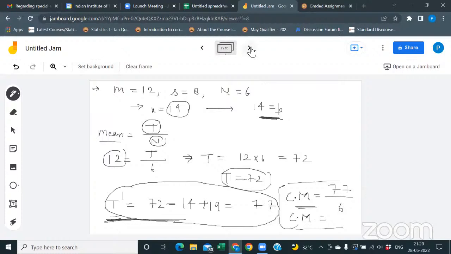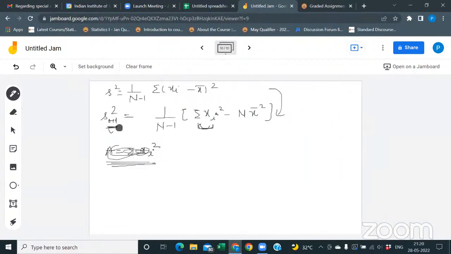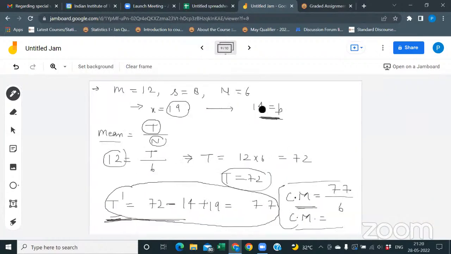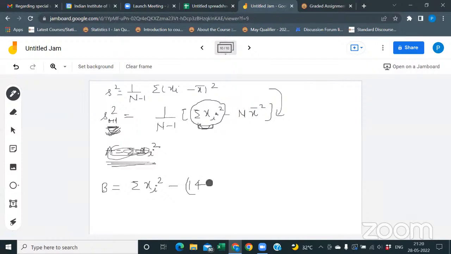Yes, sir. For calculating the sample variance, you must know the corrected sum of squares of the observations. Let it be B. So you have to calculate summation xi square minus the wrongly noted data, which was 14, that means 14 square, plus 19 square. This will be your new sum of squares of observations. Are you getting my point or not?